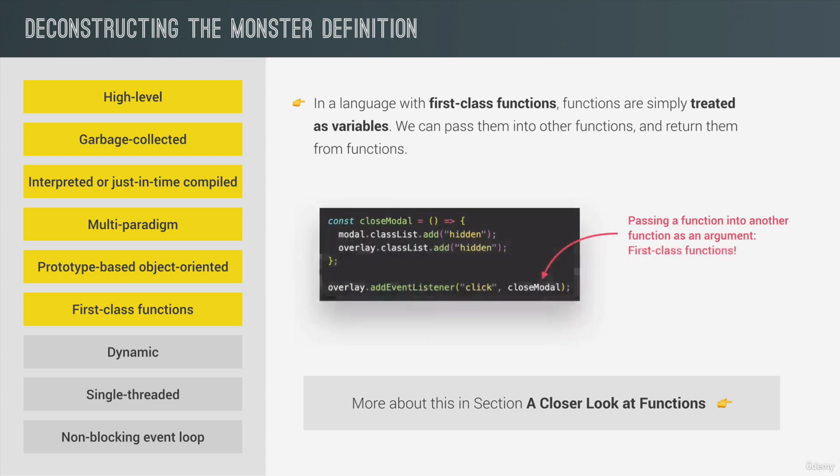So remember this piece of code that we wrote for closing the modal window that we built before. So right here, we passed the close modal function into the add event listener function, as if it was just a regular variable, right? And actually, not all languages have first-class functions, but JavaScript has, and it is amazing. Believe me, it's really, really helpful.